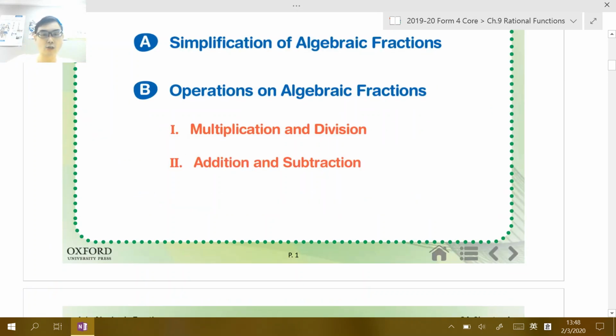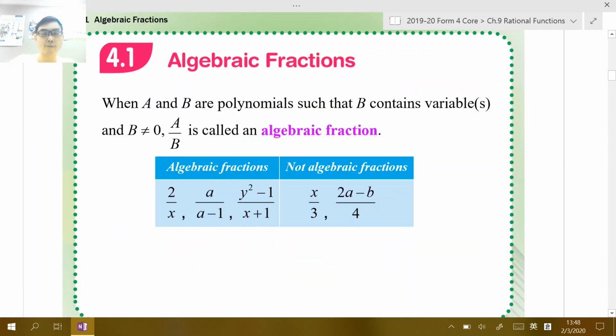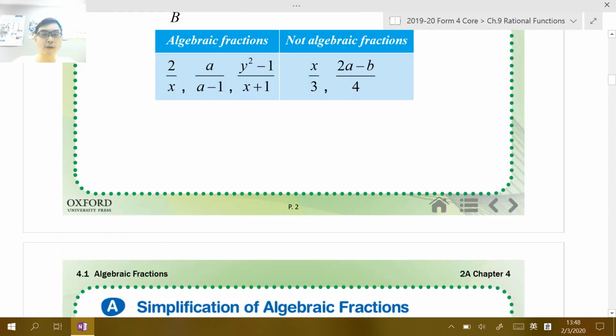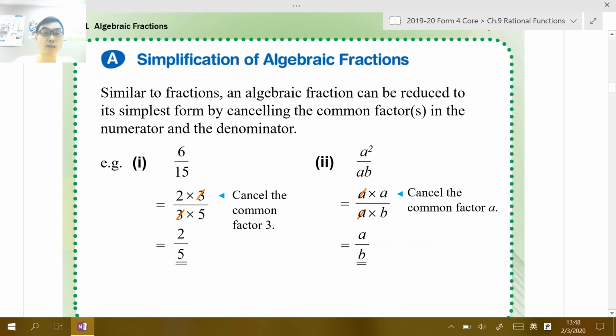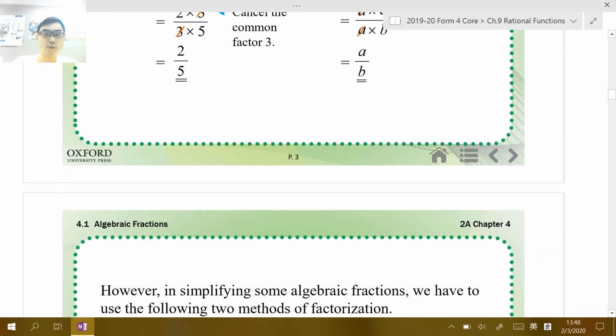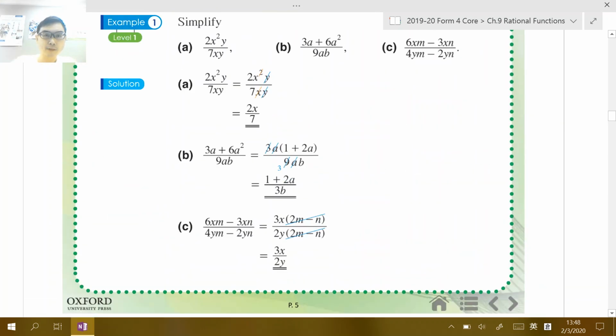Algebraic fractions are fractions where you have some terms, especially polynomials, in the numerator or the denominator, and we call them algebraic fractions. Also, if you still remember, in Form 2 you have learned how to simplify and do some operations with algebraic fractions. For example, you can see this Example 1.